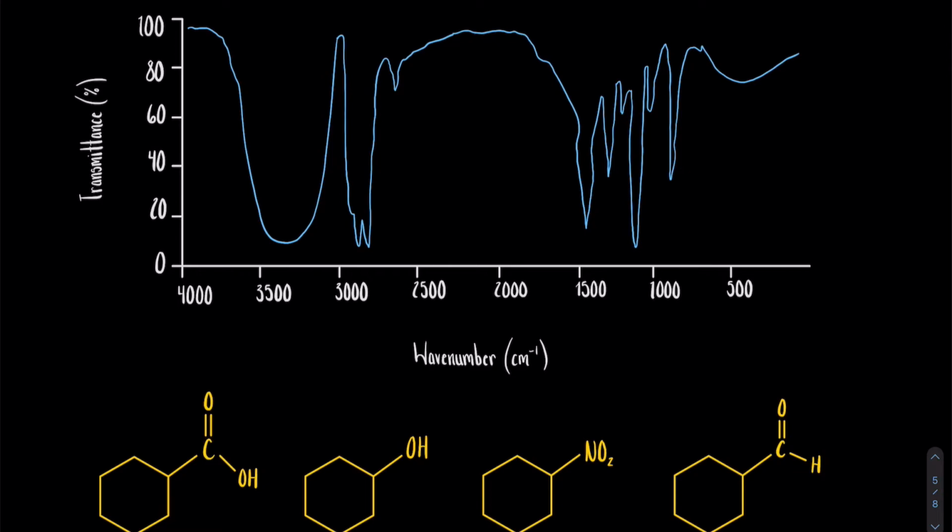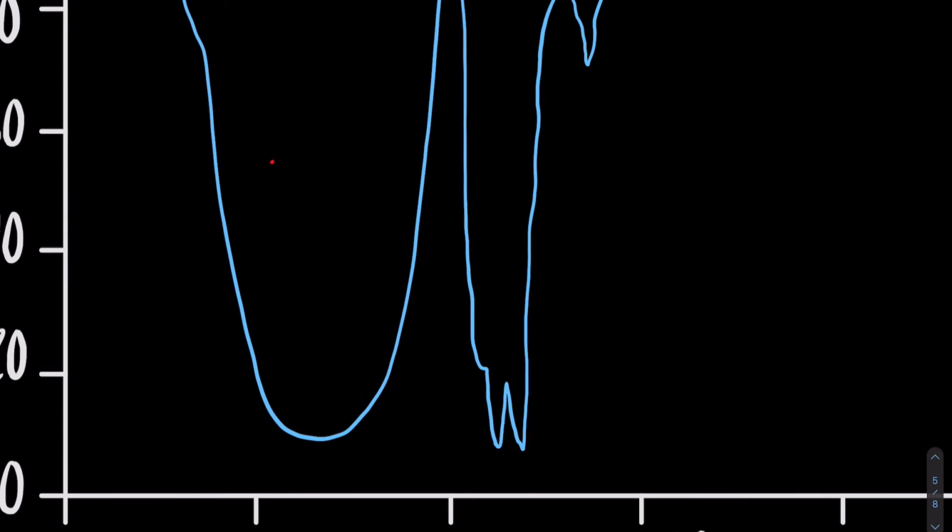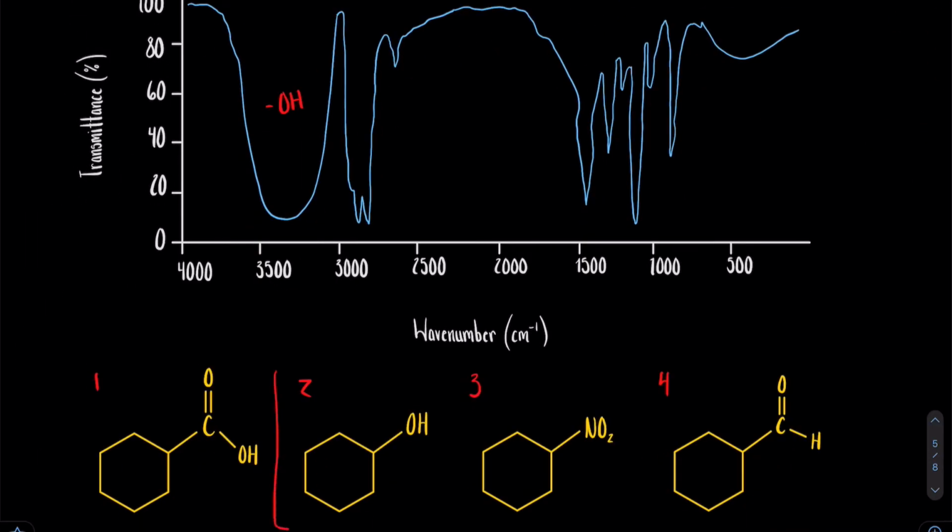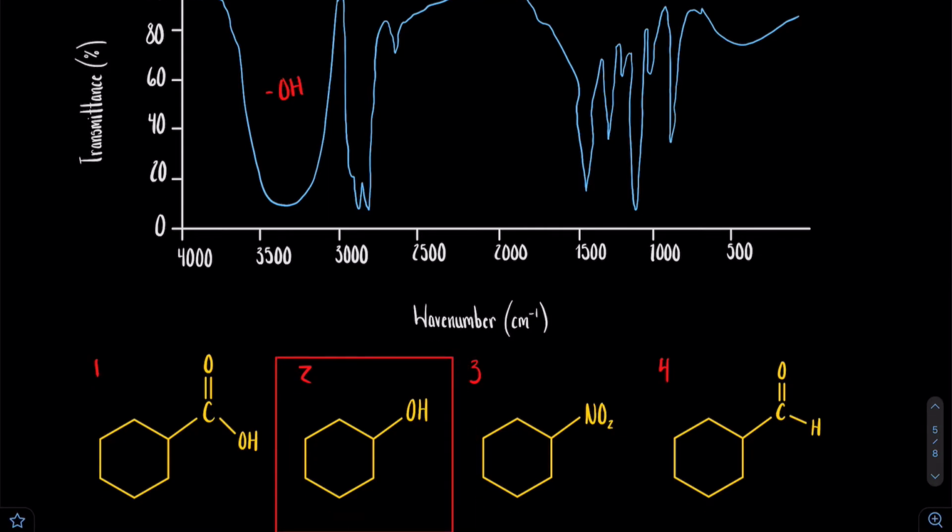So first practice problem. Let's take a look at the options. First, we have a carboxylic acid. Next, we have an alcohol. Third, we have a nitro group. And then fourth, we have an aldehyde. This one is fairly easy. Like I told you, the alcohol peaks are extremely easy to pick out. There's only one option for an alcohol, so we know that it's going to be option 2. The cyclohexanol is going to be the answer.